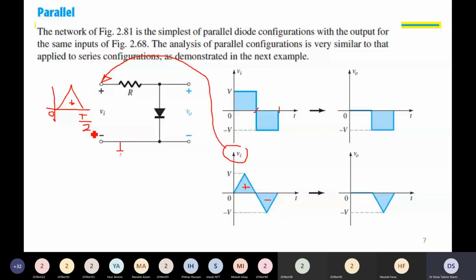This positive part of the voltage will forward bias the diode, and we will have 0 volt across the forward biased diode. Across the output voltage from time 0 to T we will have 0 volt over here. So the output voltage that is available over here is simply 0 volt.